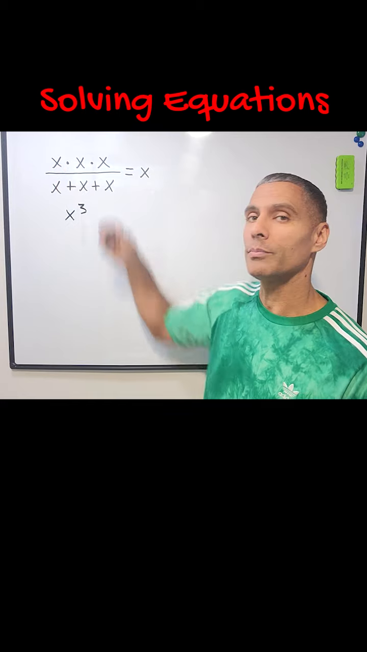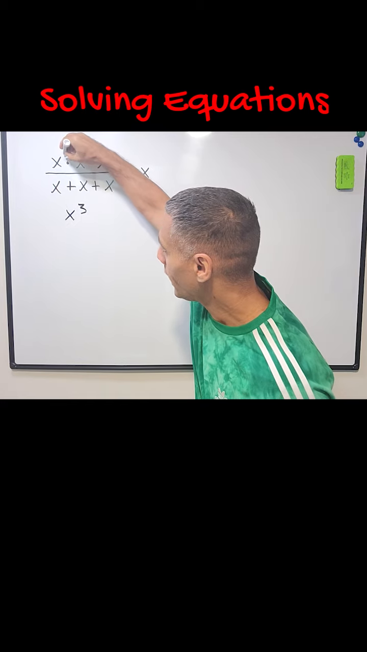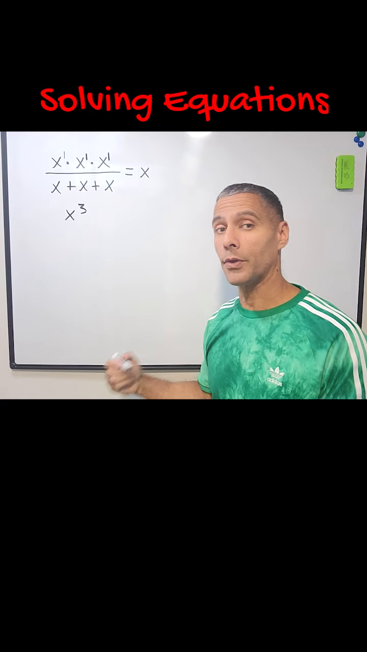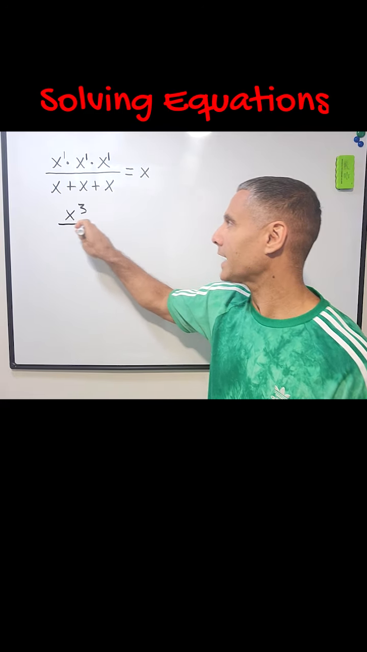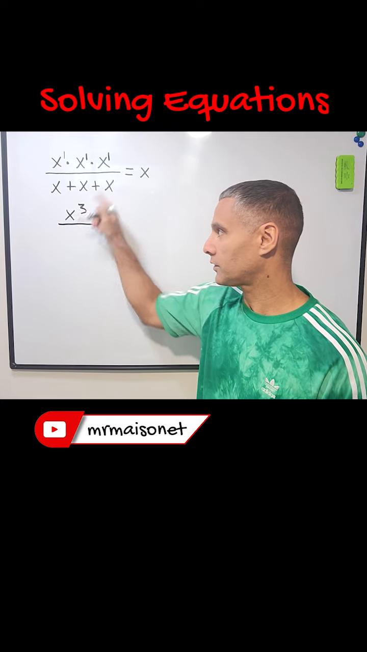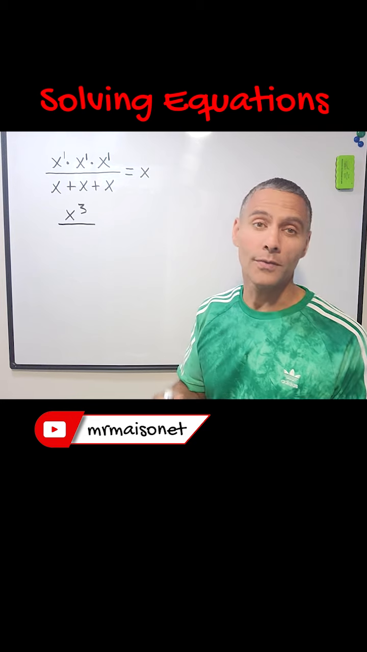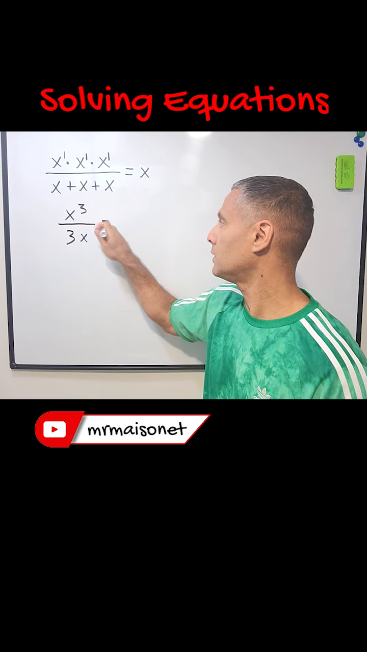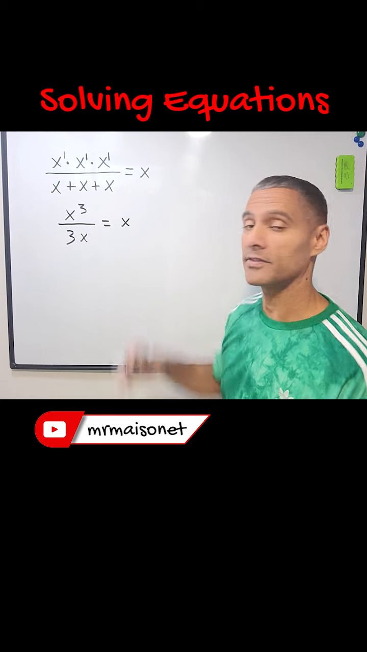Remember, when you're multiplying bases that are the same, you add their exponents, and all of these are to the first power. So that gives us x to the third power. Now, on the bottom, we're actually adding three x's together. And the coefficient of each one of these x's is 1. So we just add those coefficients, and that would be 3x. Now, we're going to set that equal to x. We're just sliding that x down.